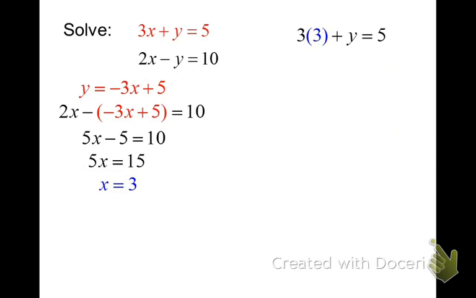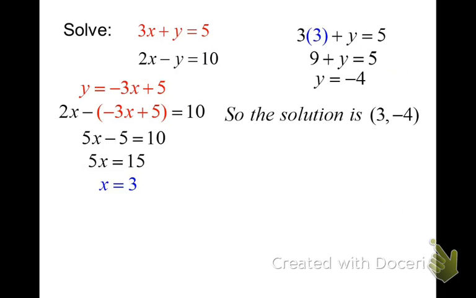So I'm going to plug that 3 into the top equation and multiply it out. And so I'm going to solve for y. Y is negative 4. And if you left your answer like this, I would mark it wrong because we're looking for an ordered pair solution. So I want to see an ordered pair.